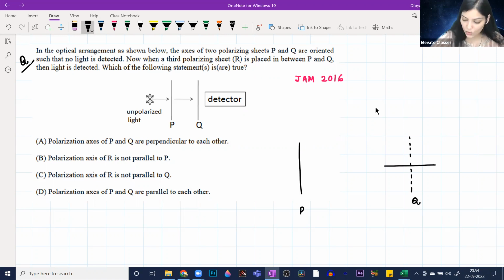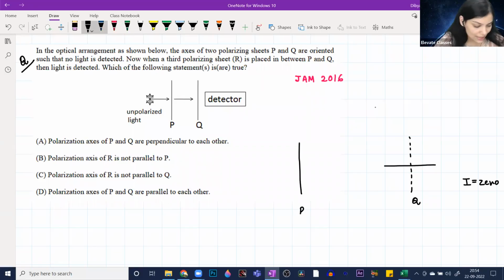So I am getting zero intensity. I is zero now because the pass axes are in a crossed position. So no light is getting passed. Doesn't matter what the input is, unpolarized, polarized, anything, they are in cross position. So I'm not getting anything.